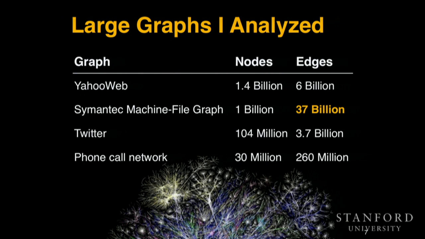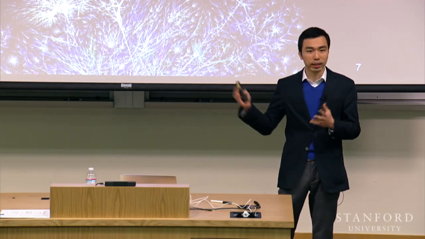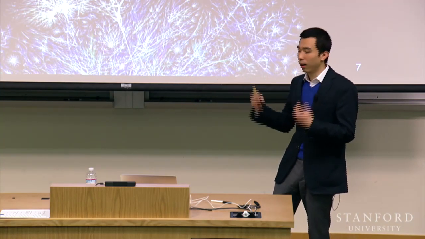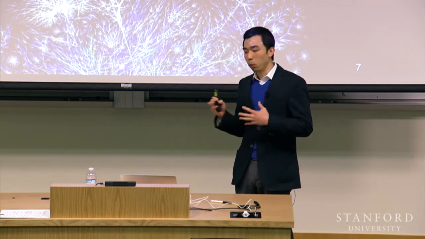And the second one, which is the largest, is a graph from Symantec, the company that develops Norton antivirus. I will tell you a lot more about that in a few minutes. In this graph, there are over 37 billion edges. The nodes in this graph are either a machine or a file, and two nodes will be linked together if the file appears on the machine. That's a bipartite graph, technically, because there are two types of nodes, and there are links between the two types, but not within a type.